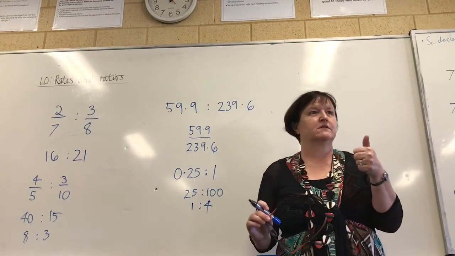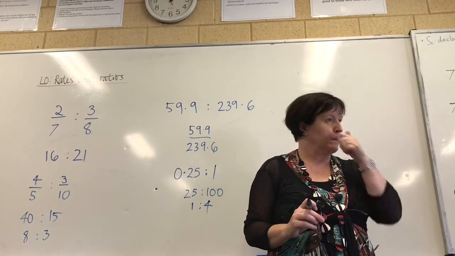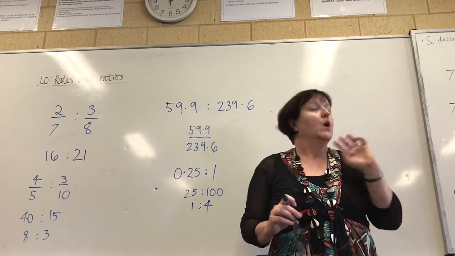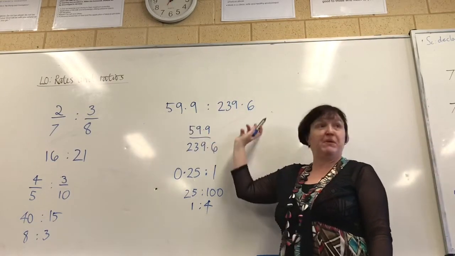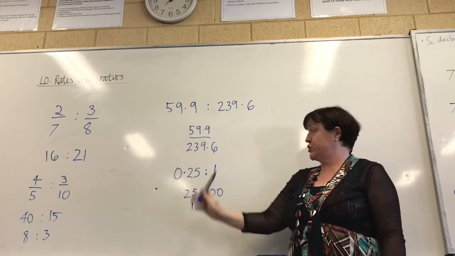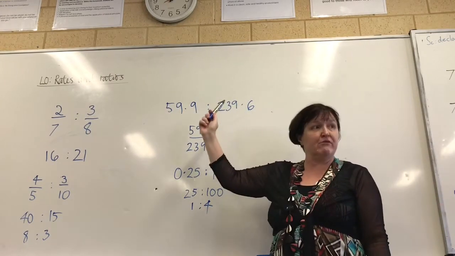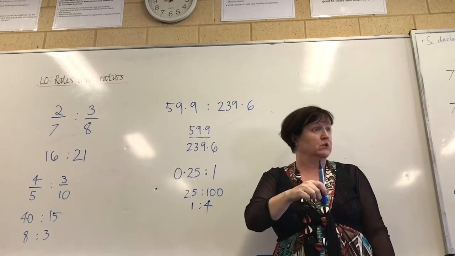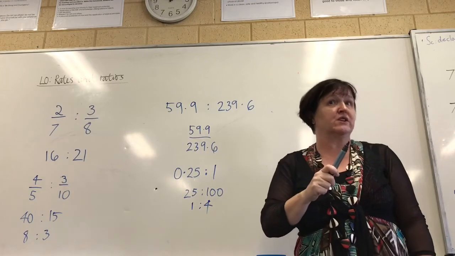All with me? Okay. It depends what the question's asking you for. If it's saying simplify that ratio, you do need to do that bit. If it says express that ratio as a single decimal, you just need to do 0.25. So it depends on the question.